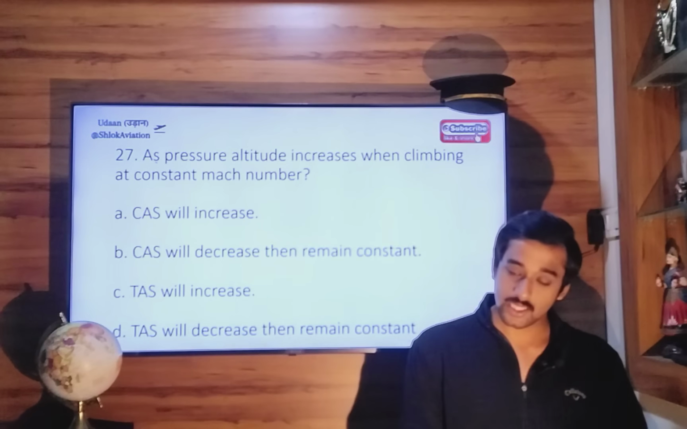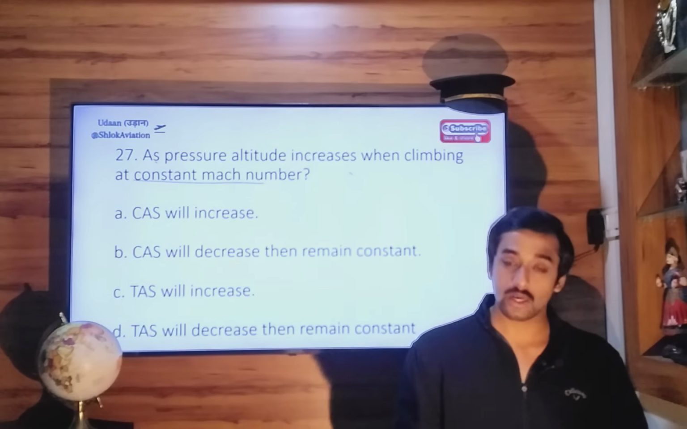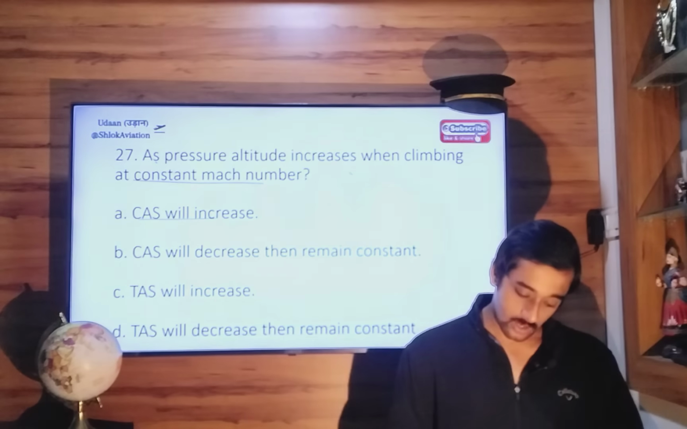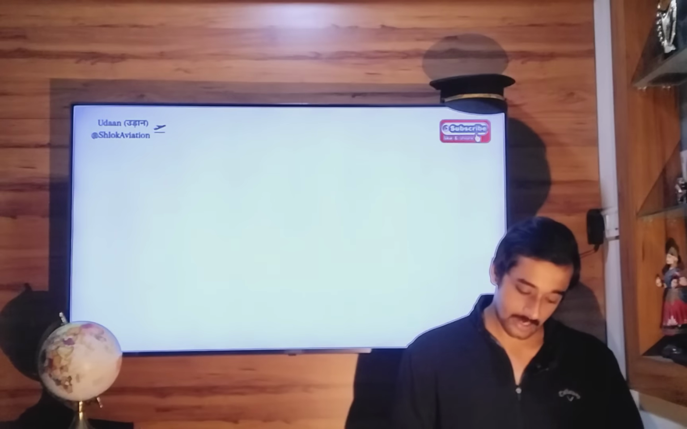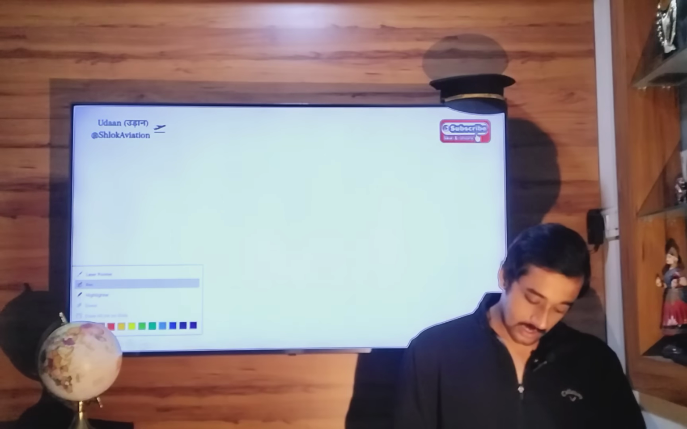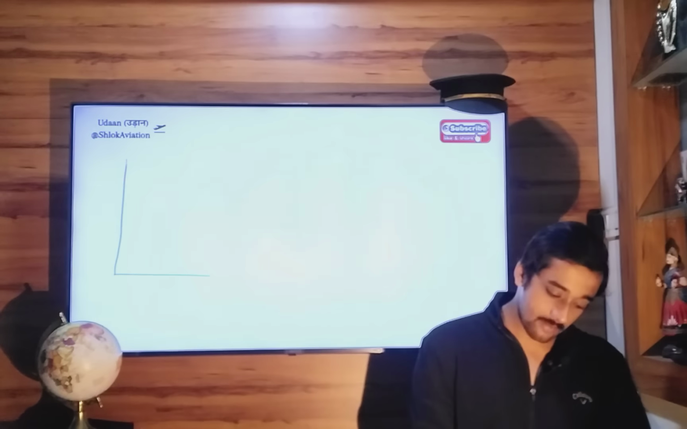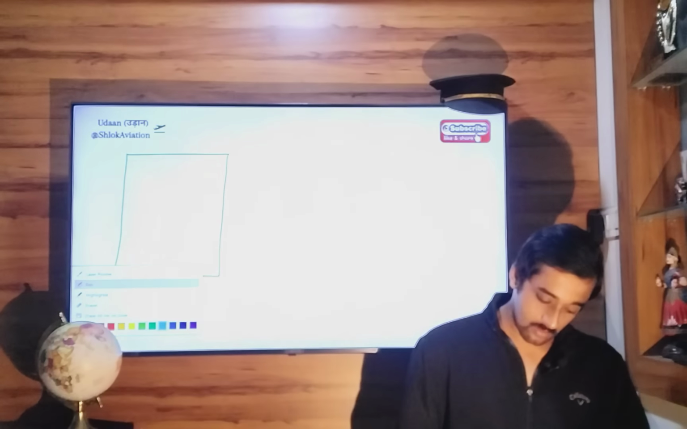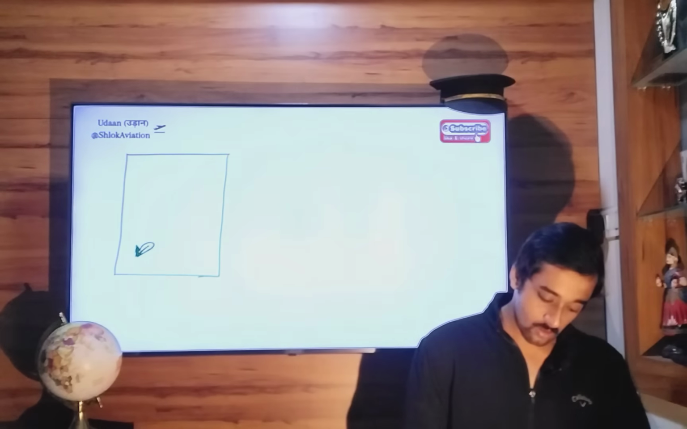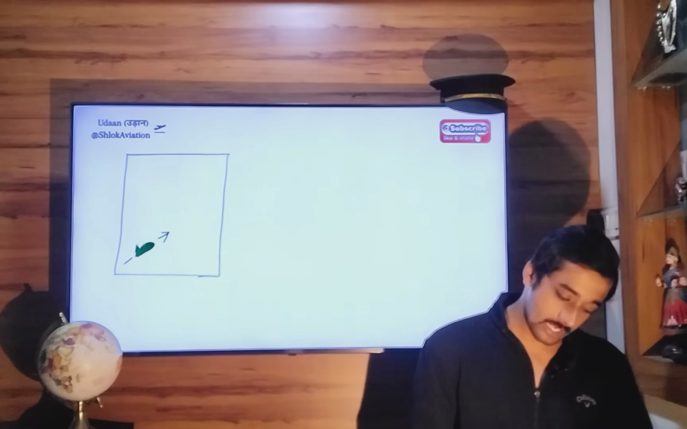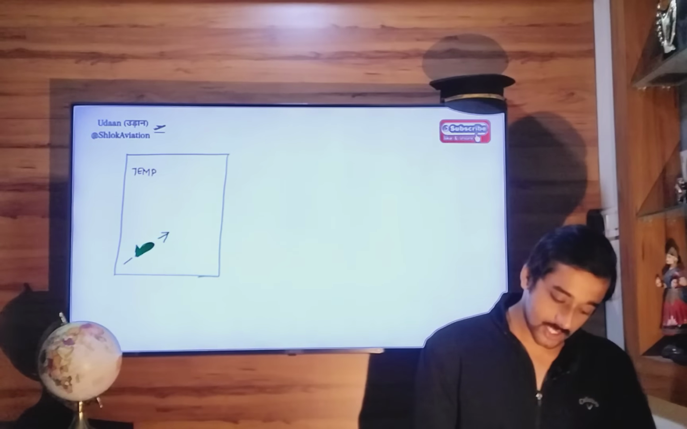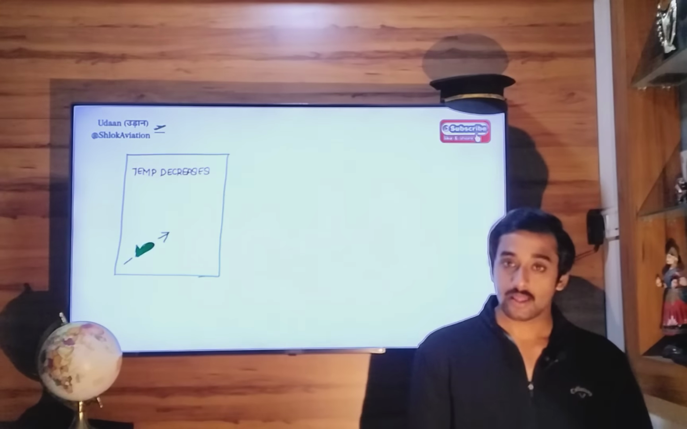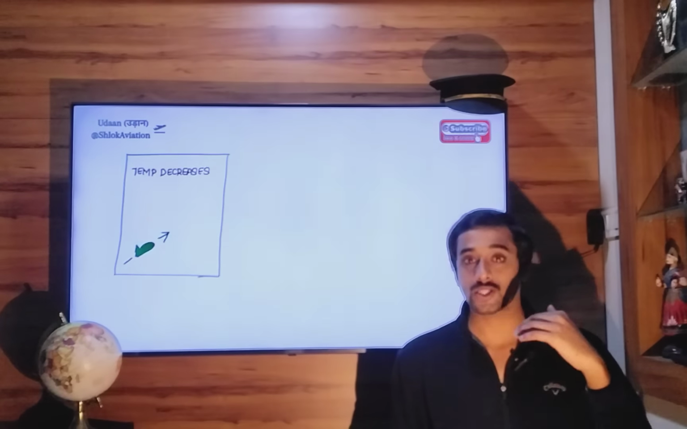As pressure altitude increases when climbing at constant Mach number, what will happen to CAS? What will happen to TAS? Again, let's say you're climbing in a particular air mass. Now, when you climb to higher altitudes, atmospheric temperature decreases.